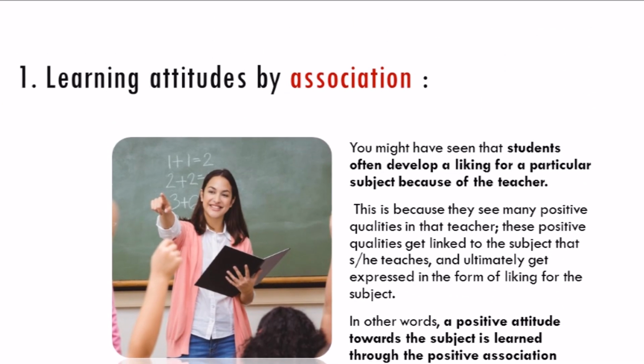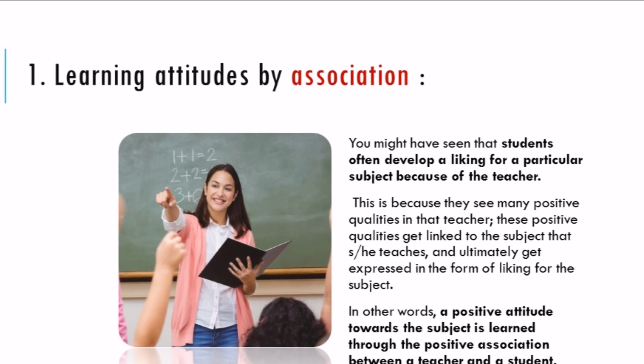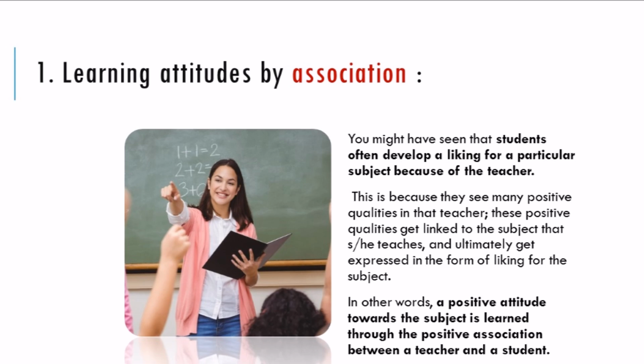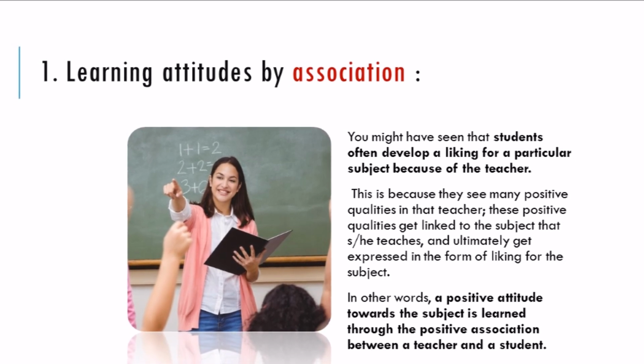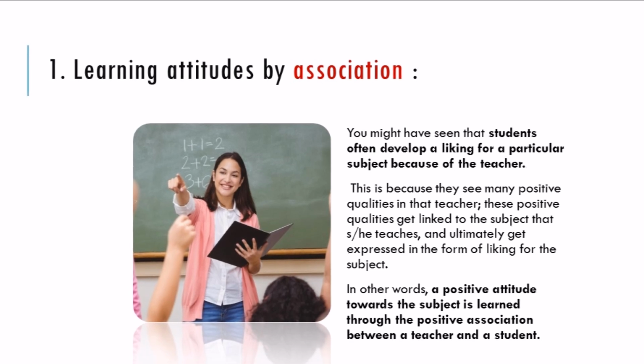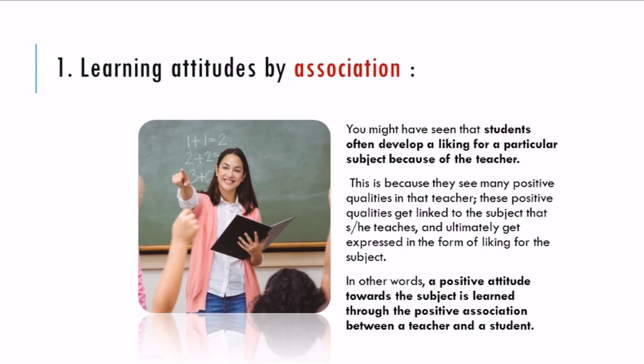1. Learning attitudes by association. You might have noticed that students often develop a liking for a subject because of their teacher. If a student perceives positive qualities in a teacher, those qualities get linked to the subject taught, leading to a positive attitude towards the subject. In other words, a positive attitude towards a subject can be learned through a favorable association with the teacher.